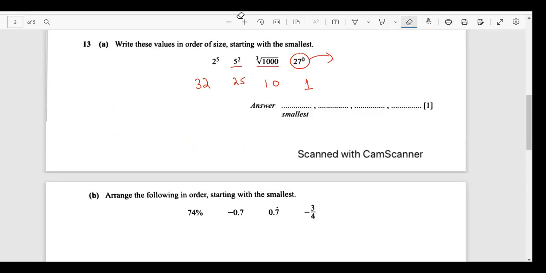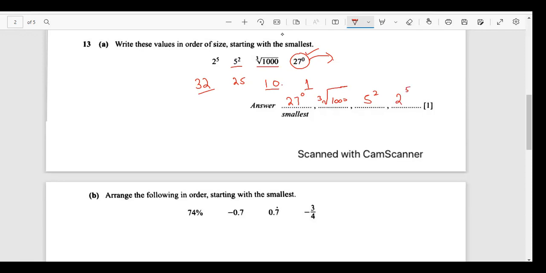All right, so this is going to give me 1. Now it's very simple. I can easily see which is the smallest number and which is the largest number. So 1 is the smallest number, but I won't be writing down 1. I would be writing down this number, 27 power 0. Then 10 is the second smallest number, so I would be writing down the cube root of 1000. Then it's 25, so I would be writing down 5 squared. And then it's 32, so I would be writing down 2 power 5.